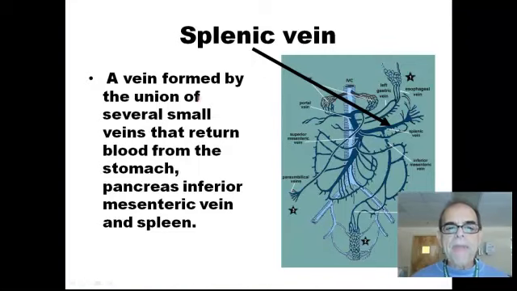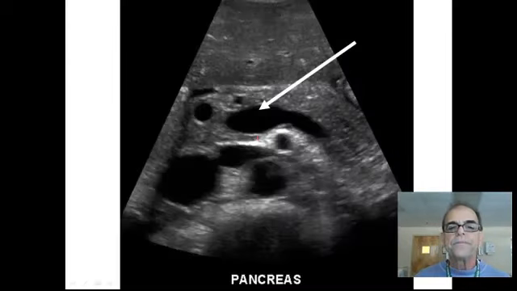The splenic vein is formed by the union of several small veins that return blood from the stomach, pancreas, inferior mesenteric vein, and spleen. The splenic vein together with the superior mesenteric vein forms the portal vein. The portal vein gives blood to the liver. You have the picture here.